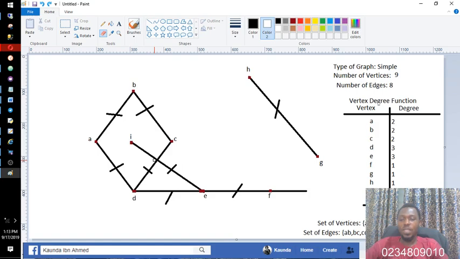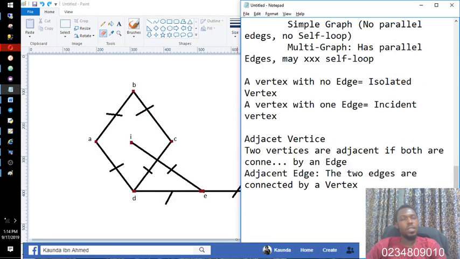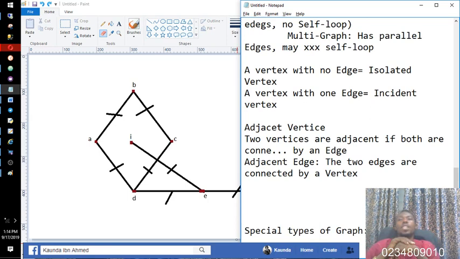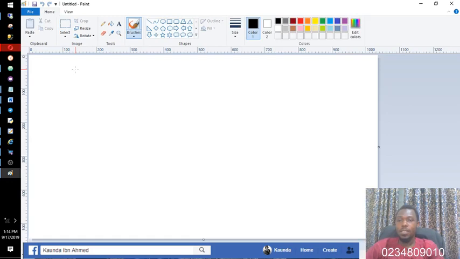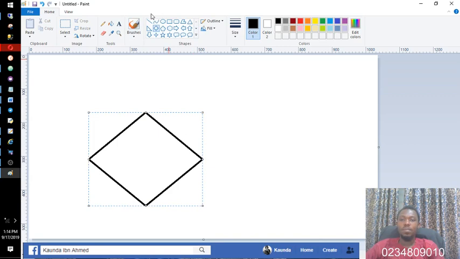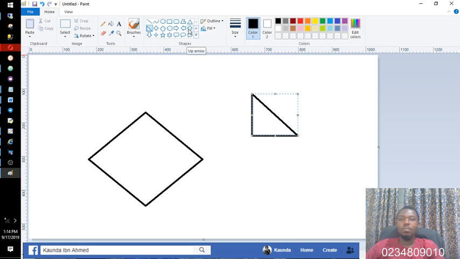So don't forget at least those ones. So the next one we have to look at is types of graph. Special types of graph, not just types of graph. Special types of graph. And then there is the cycle. There is cycle. Let's see something like this. And I think even this.